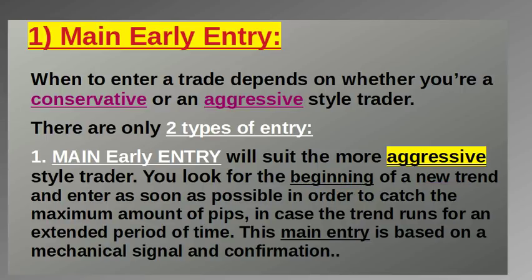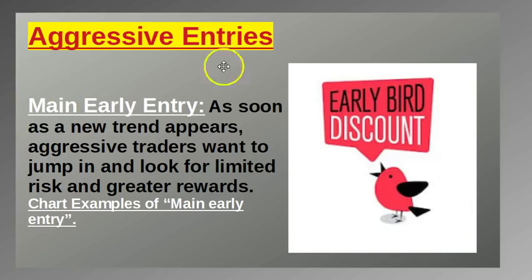Okay, let me just continue, and there we go. Aggressive entries, the early bird discount. So you know when you get into a trend early and it's going higher, let's say in an uptrending pattern, then you get in low and you're going to sell when price is high, right? Or in a downtrend, you're going to enter a trade at a high point and then close your trade at a low point. Okay, so that's what we mean by early bird.